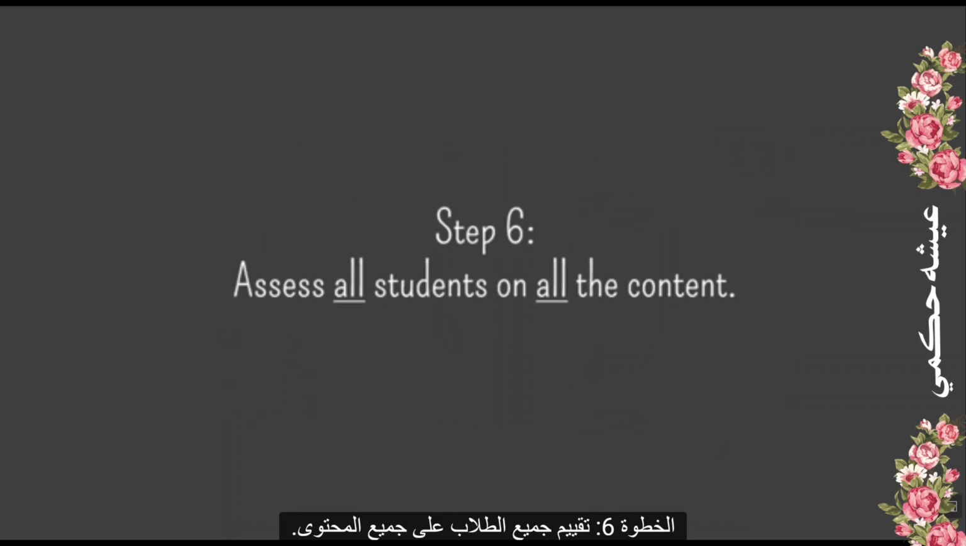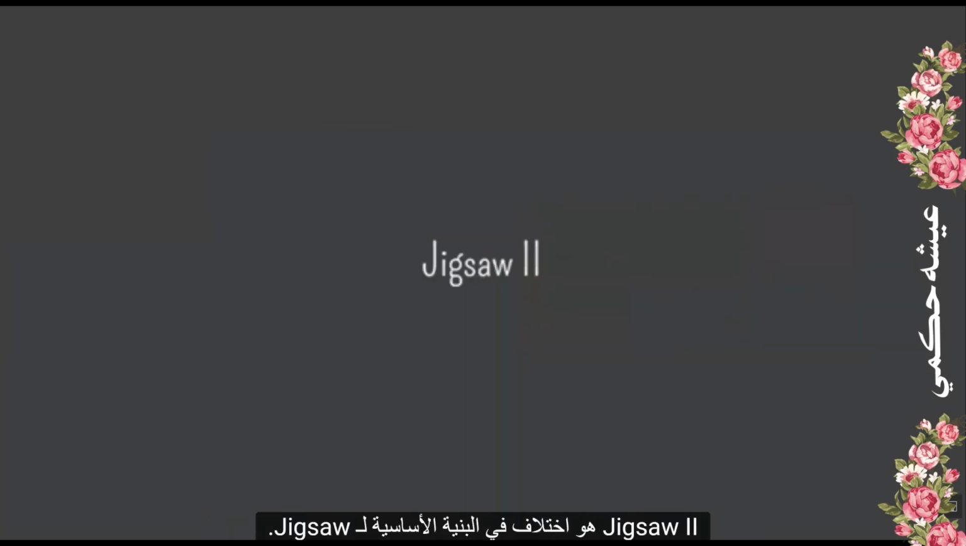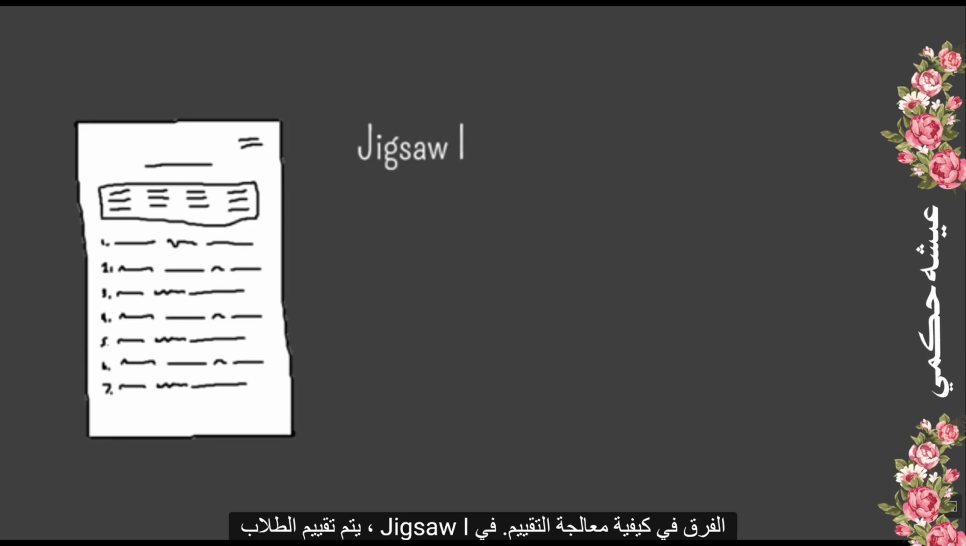Step 6, assess all students on all the content. The assessment can be a simple quiz to make sure all students got a basic understanding of all the material. Be sure to include all content chunks in this quiz. Jigsaw 2 is a variation on the basic structure of Jigsaw. Developed by Robert Slavin in 1986, Jigsaw 2 makes one significant tweak to the basic Jigsaw. The difference is in how the assessment is treated.